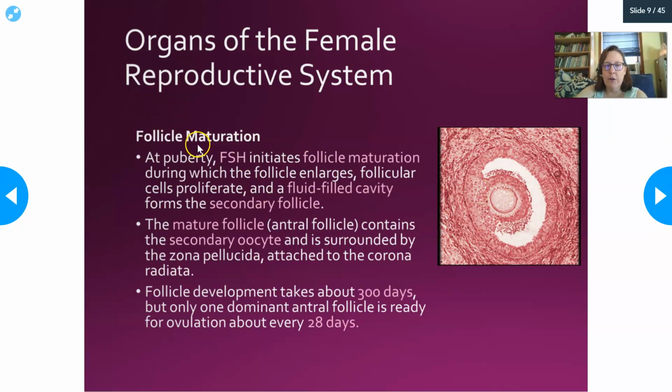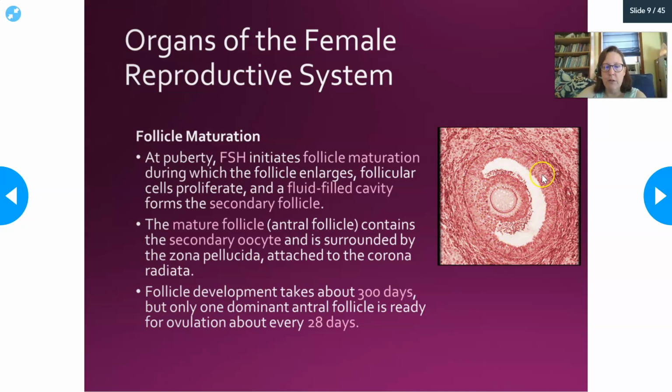So let's talk about follicle maturation. At puberty, FSH, which is follicle stimulating hormone, initiates follicle maturation. So it stimulates the follicles to mature, during which the follicles will enlarge, the follicular cells proliferate, and then a fluid-filled cavity will form around it, forming that secondary follicle right here.